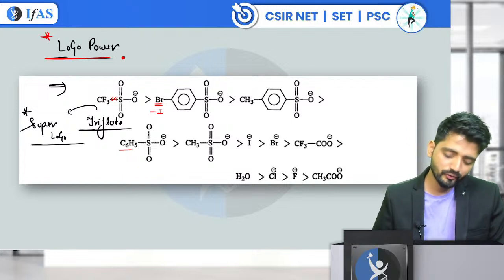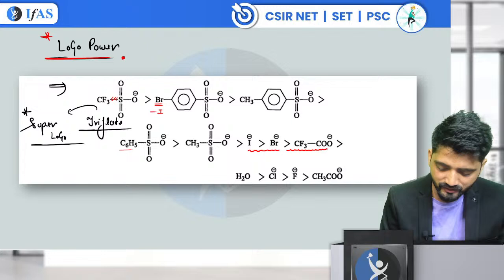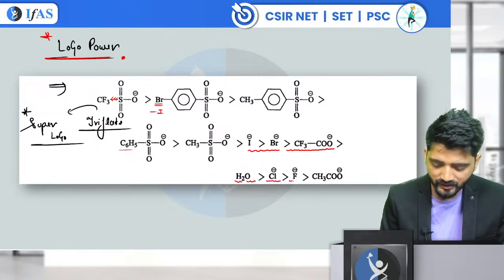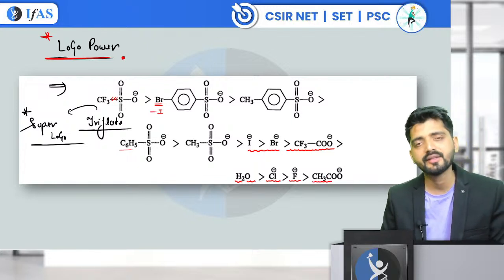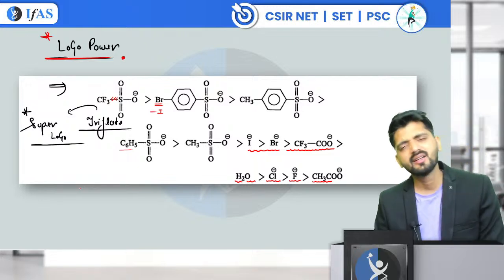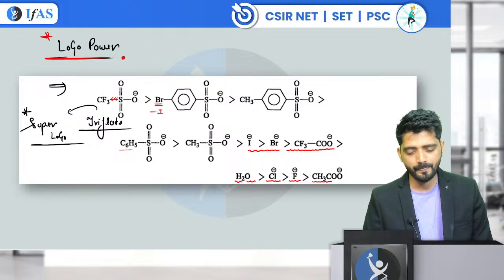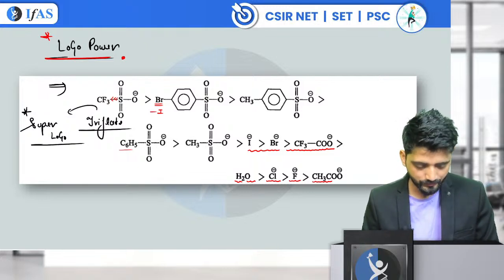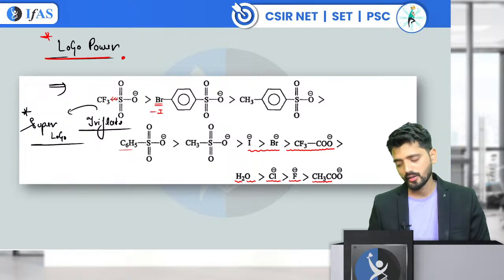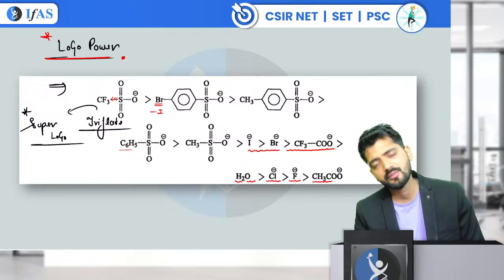I minus, this order is also very important. This may be new to you. I minus, Br minus, then CF3COO minus. Water, being neutral, is also a very good leaving group. Then comes Cl minus, F minus, then your acetate ion. The reference for this is an Indian author's book, Jagdamba. I think you must have heard about it. So this is how we decide whether a group is going to be a good leaving group or a bad leaving group. Always we compare on the basis of stability of the anion.